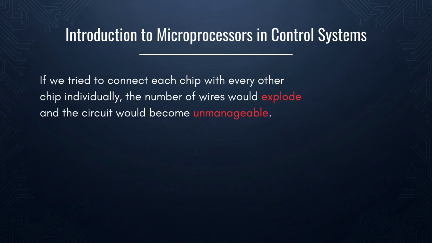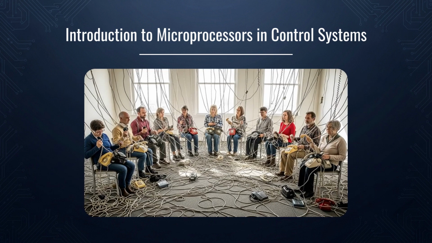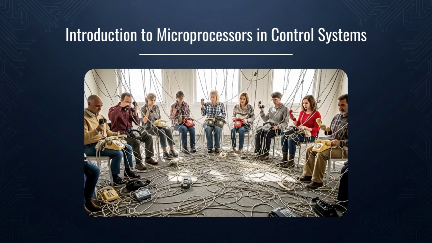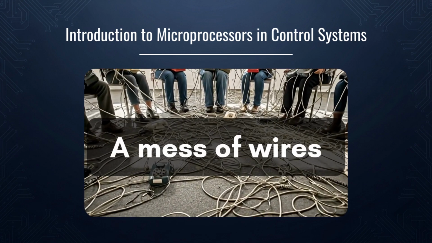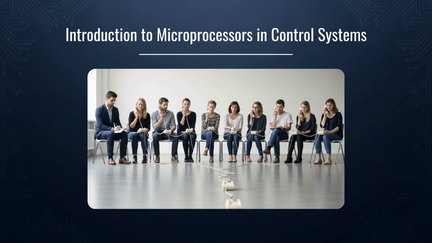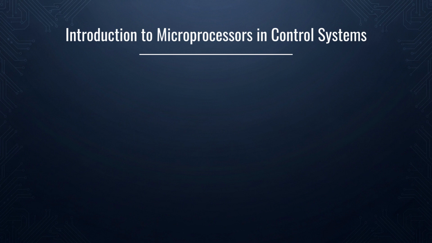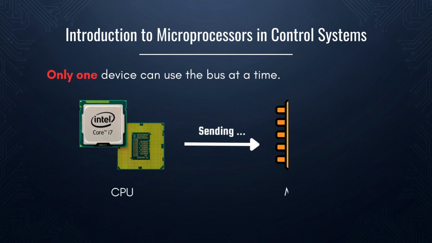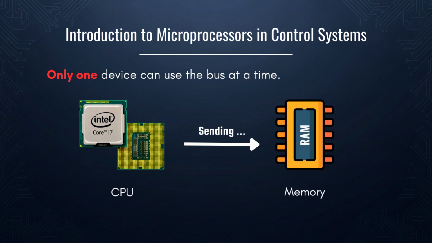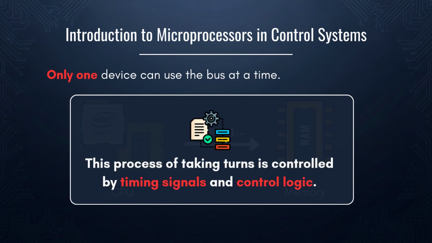If we tried to connect each chip with every other chip individually, the number of wires would explode and the circuit would become unmanageable. Imagine connecting 10 people in a room so that each person has a separate telephone line to everyone else. It would be a mess of wires. Instead, using a shared bus is like giving everyone access to the same telephone network. Each person can take turns talking. Of course, this also means that only one device can use the bus at a time. If the CPU is sending data to memory, other devices must wait until that transfer is finished. This process of taking turns is controlled by timing signals and control logic.